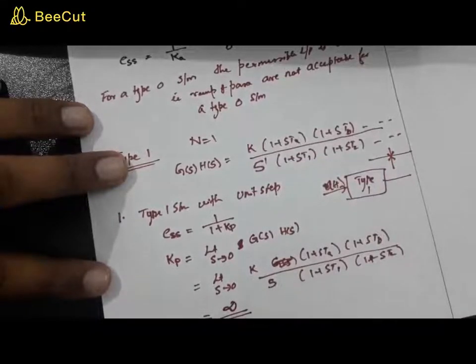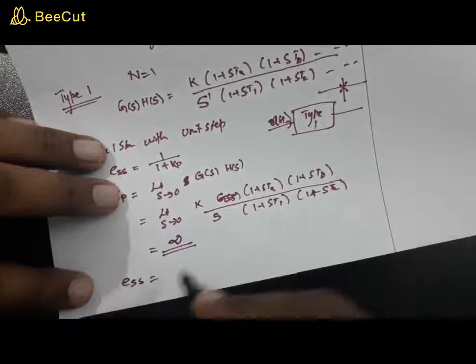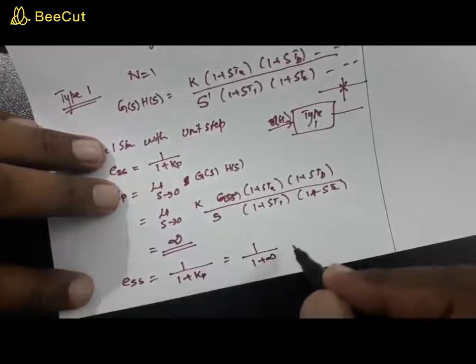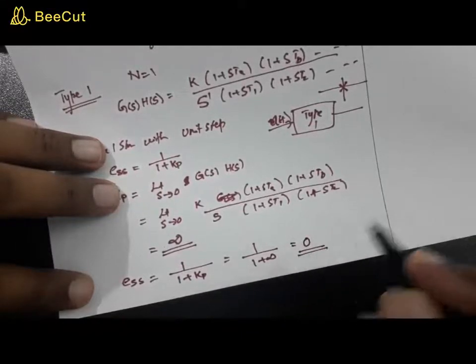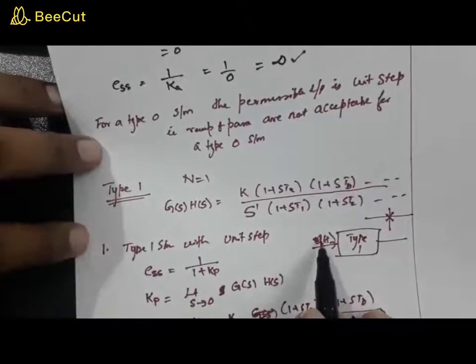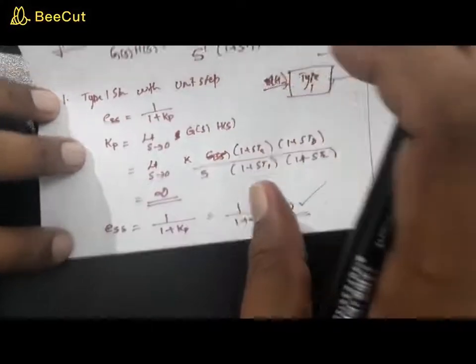Now what is the steady state error? ESS is given by 1 by 1 plus Kp, or this becomes 1 by 1 plus infinity. What is 1 by infinity? 1 by infinity is 0. So what do you infer from this? For a type 1 system, if you give u of t as the input, that is the step input, the steady state error is 0, meaning this is an acceptable input.